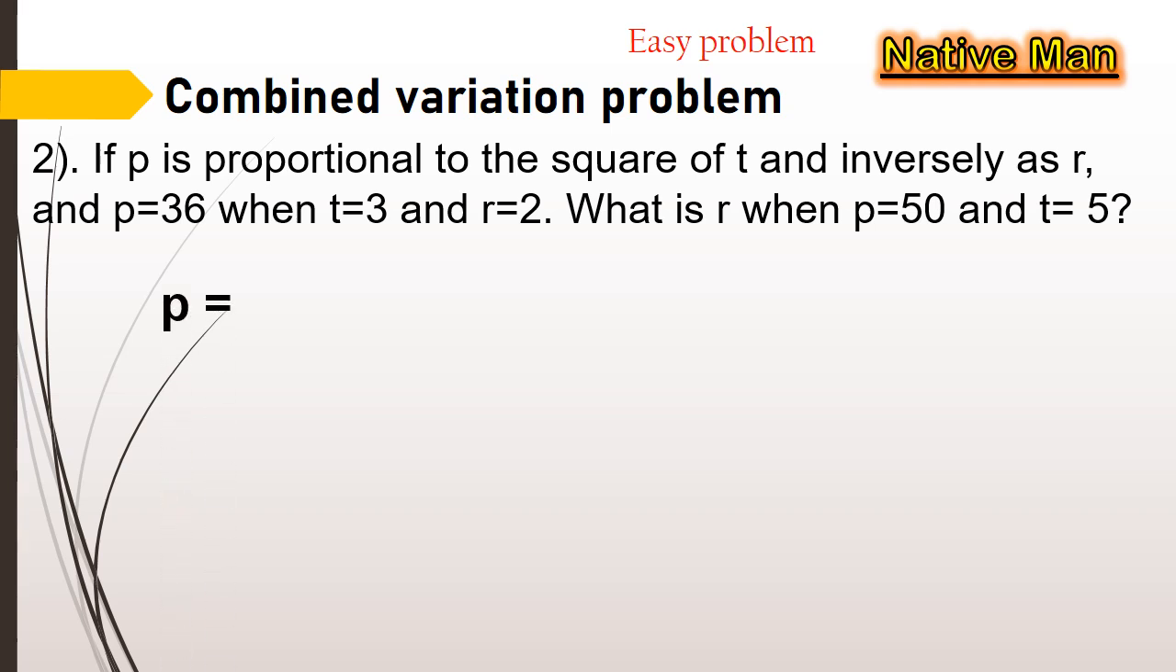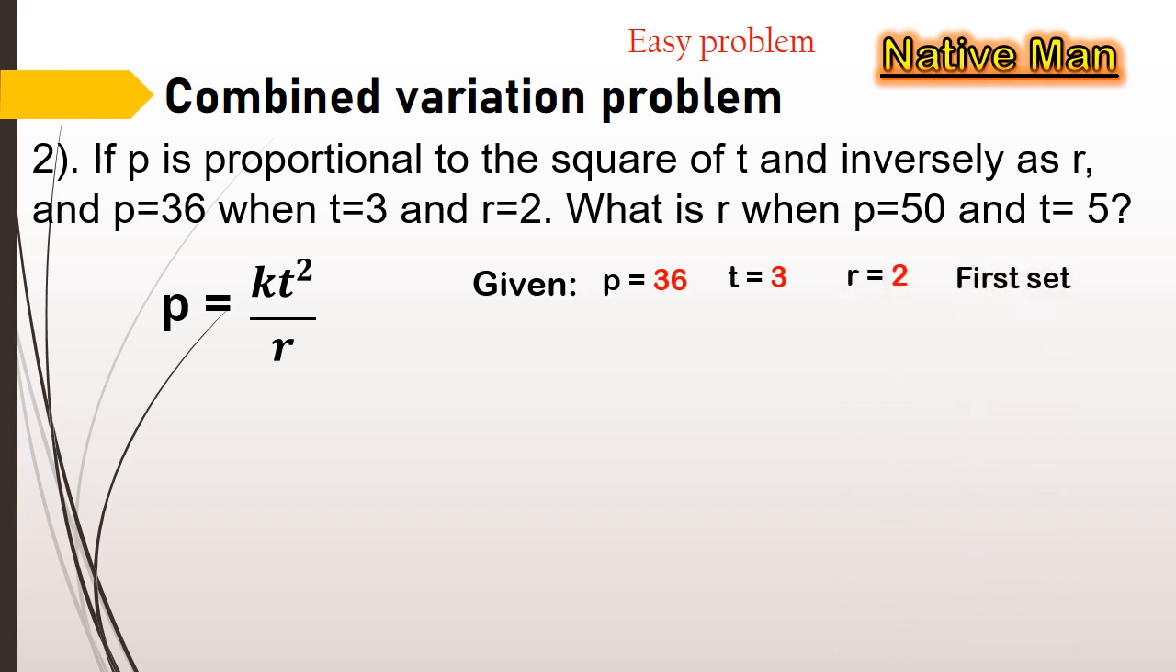So, translate na natin. P is proportional to the square of T. So, KT square all over R. Bakit over R? Kasi inversely as R or inversely R. Ano po? So, identify po natin yung given. Okay, so P is 36 when T is equal to 3 and R is equal to 2. That is the first set. So, yung second set po natin, P is 50, T is 5, R is unknown. So, nakalagay kasi doon, what is R? So, R is unknown when P is 50 and T is equal to 5. So, that is our second set.